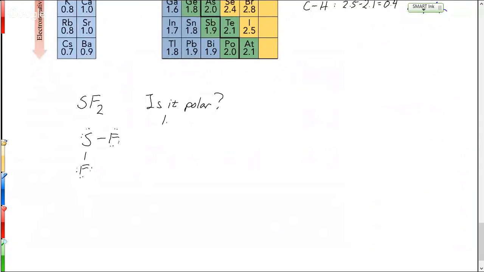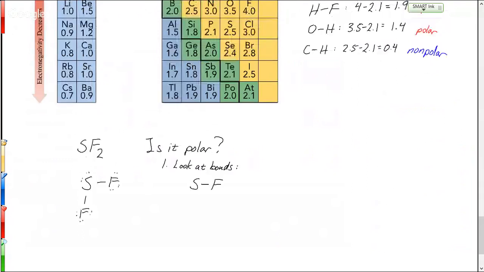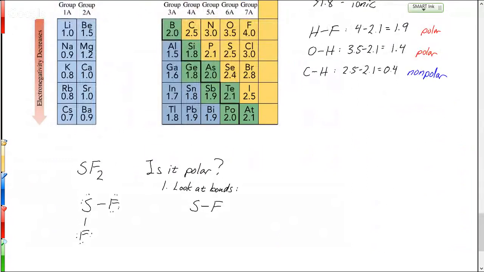So one, there's only one kind of bond in this compound, SF. Is an SF bond polar? We go back up to the chart. So S is 2.5 and F is 4. So that's 4 minus 2.5, which is 1.5. So is an SF bond polar? Yes.